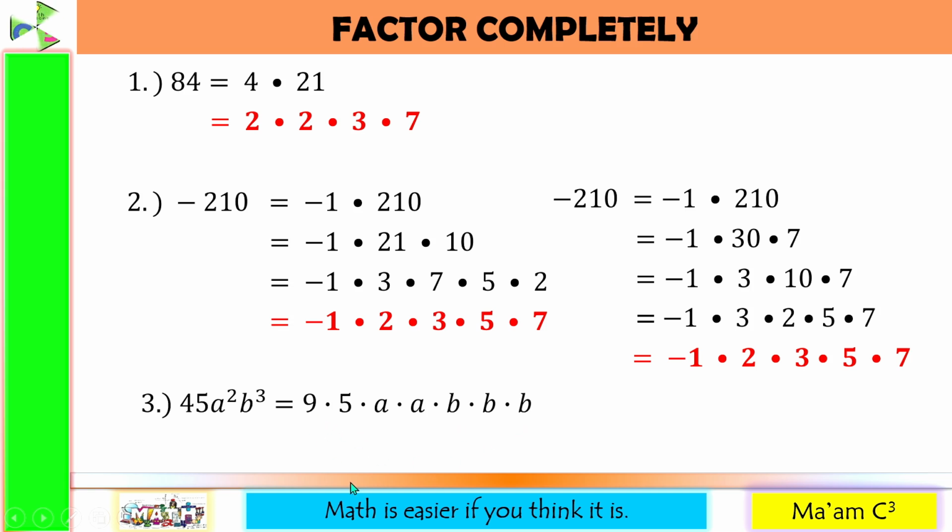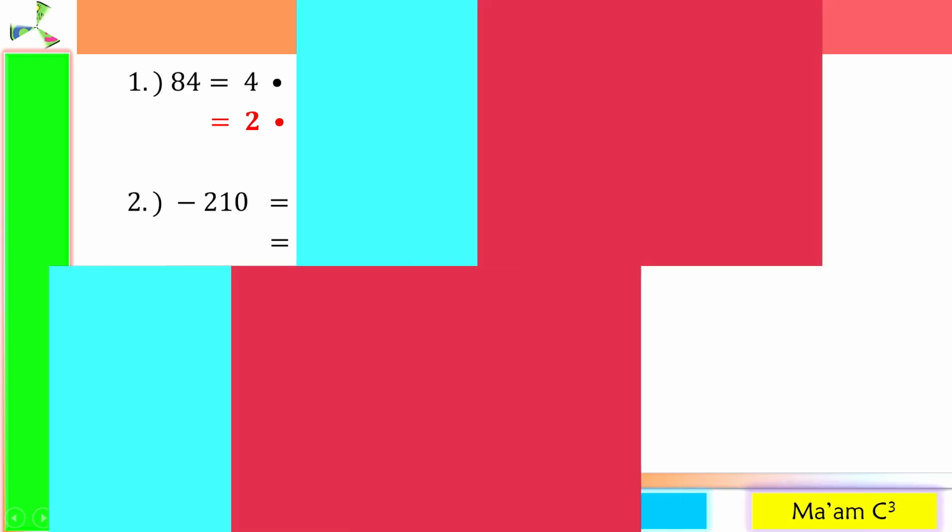9 is a product of 3 times 3. Let's copy the rest. These are all prime. So this is the complete factored form of 45, a squared, b cubed. We are done reviewing the prime and composite as well as factoring completely. So let me teach you the first method of determining the GCF.